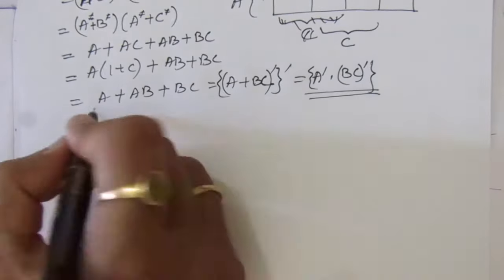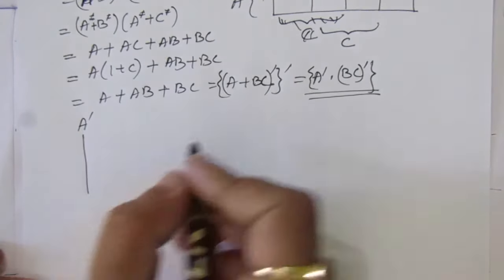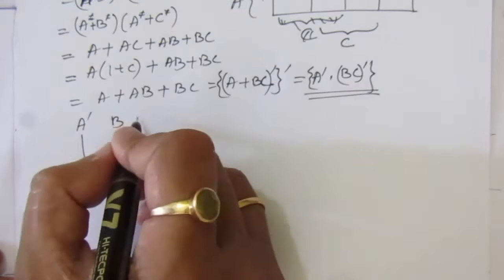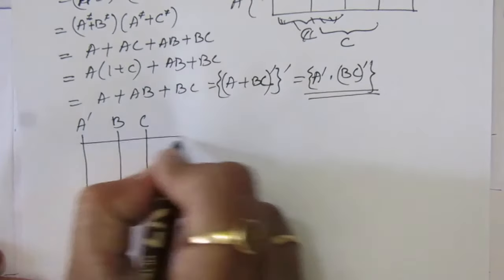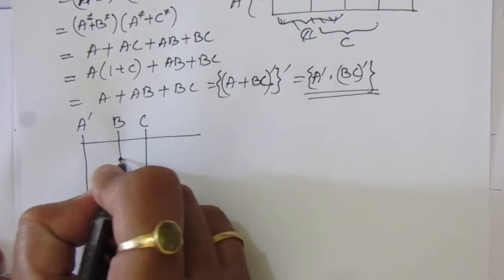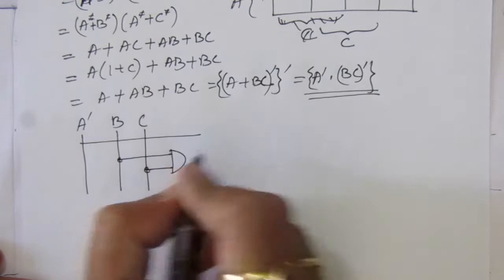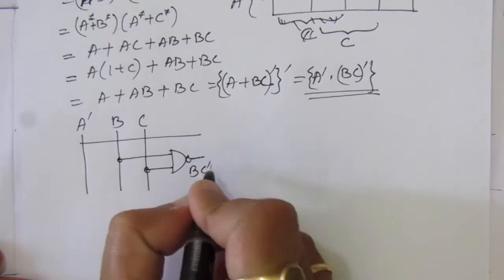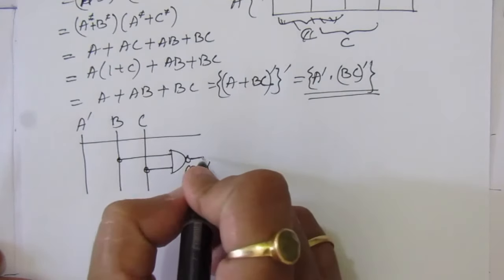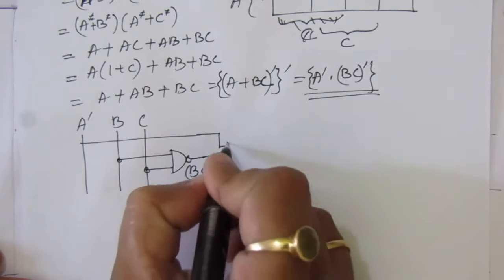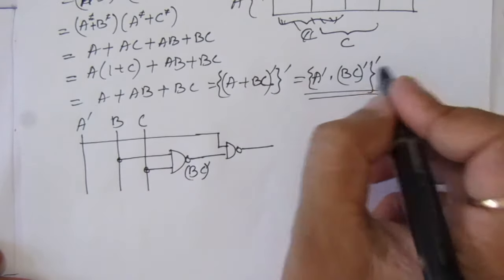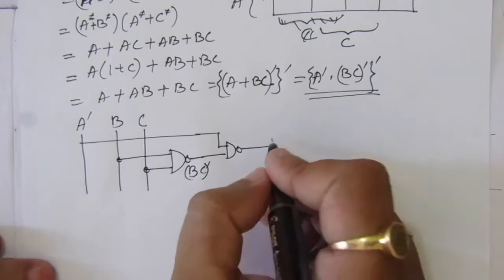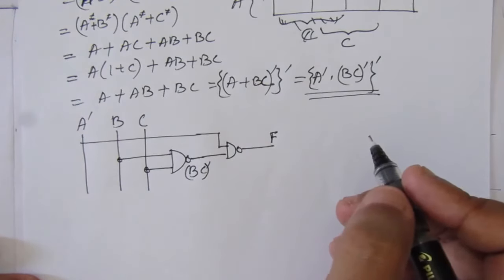So what we'll get? We have A bar one input, A bar, okay, then we have B, okay, then we have C. So A bar is this line, then we have B, C whole bar, okay, so we'll use an AND gate and we'll get BC whole bar here, then we have to multiply it with, and then we have to again take a complement here, because this complement is there. So we'll get here the function f. So this is the solution of the third part of the proof.